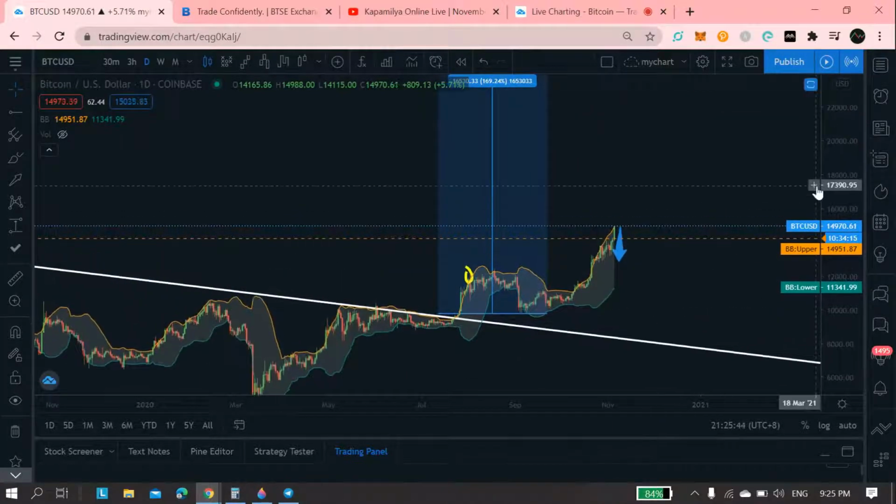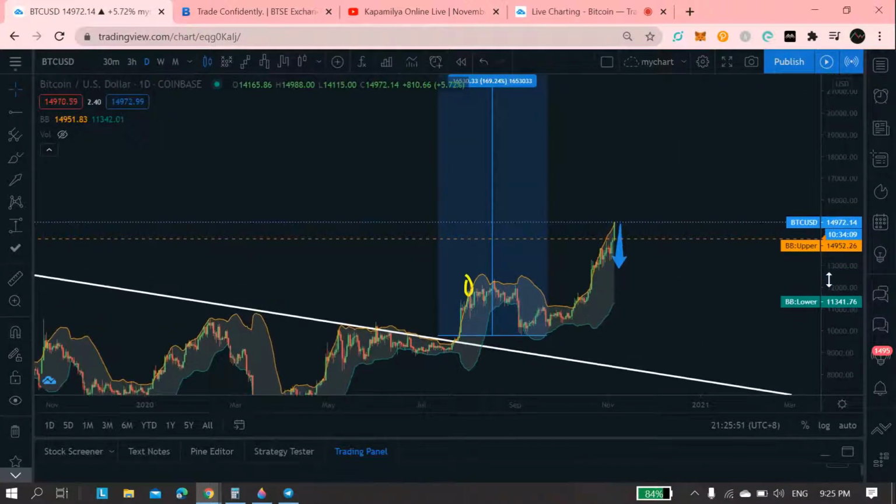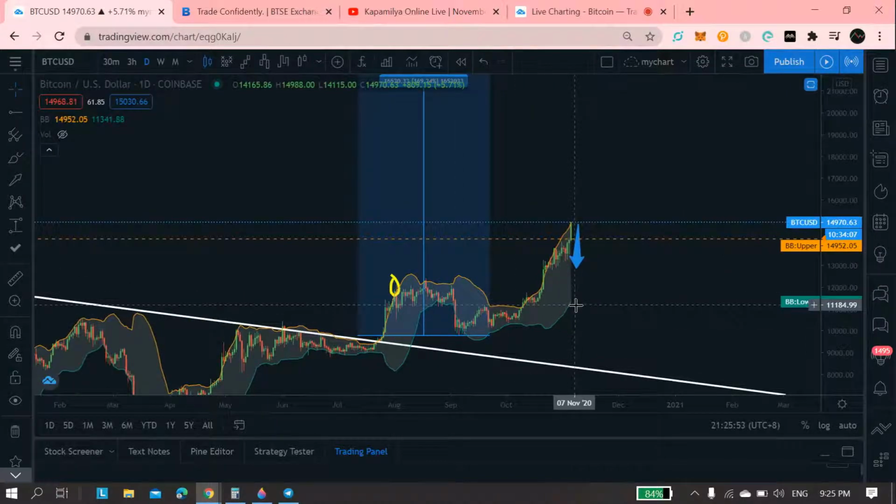So this is how I use the Bollinger Band. And of course, the support I'm looking at, worst case, is the lower Bollinger Band, which is the 11,300 area.